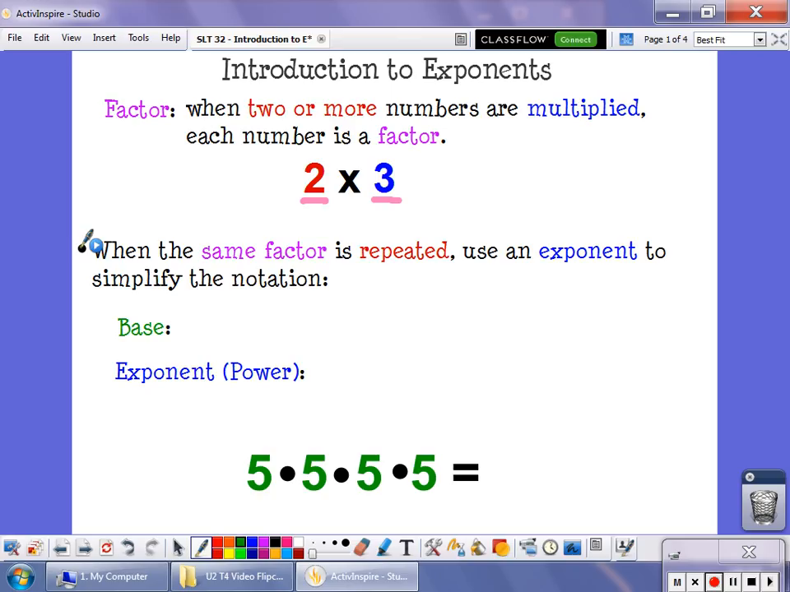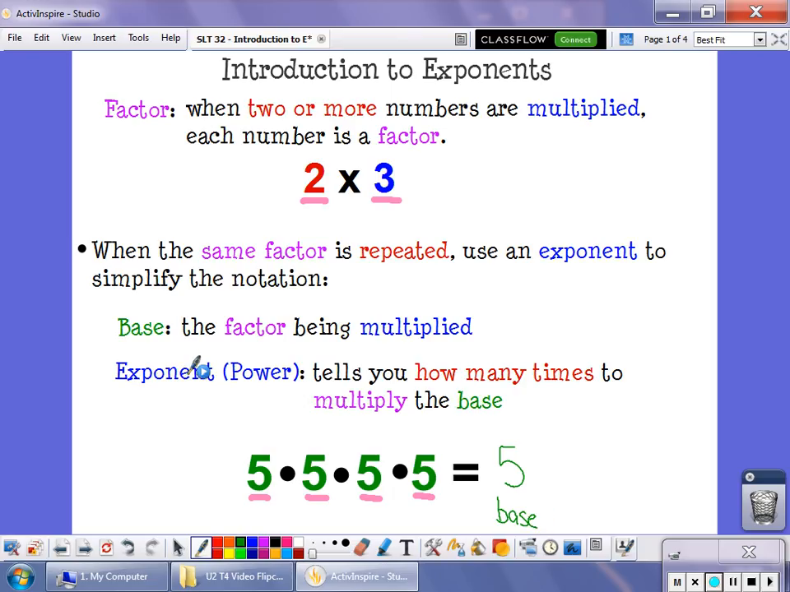Now, it's important to know that exponents can only be used with multiplication, when multiplication is repeated over and over again, the same factor over and over. Exponents are written with two parts. The first part is the base. If you look at this, the base is the factor that's being multiplied over and over again. So down here on the bottom, you'll see that we have this 5 that's being multiplied over and over and over again. The 5 is our base because that's the number that we're multiplying over and over again.